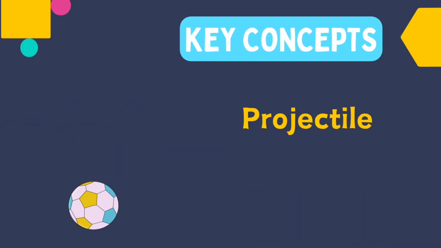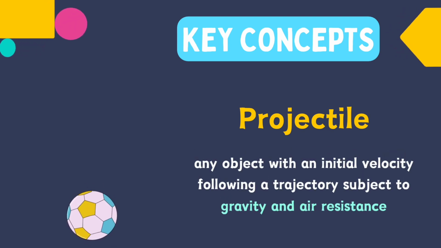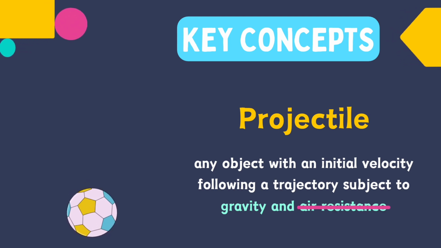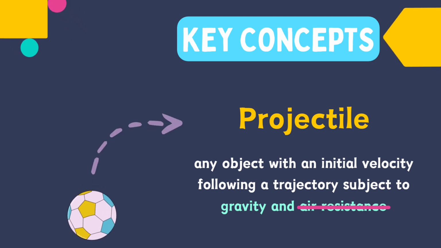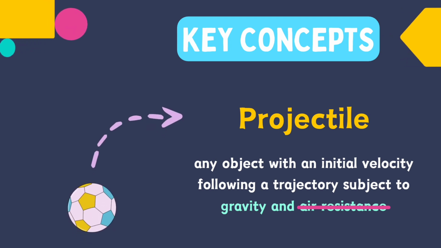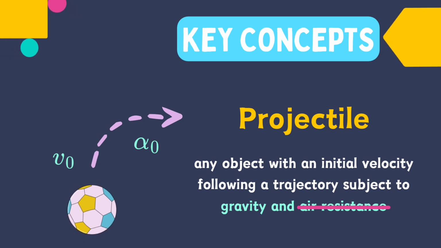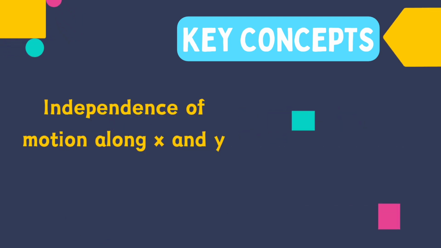So firstly, what even is a projectile? A projectile is any object with an initial velocity following a trajectory subject to gravity and air resistance. However, for our purposes, we will actually ignore air resistance since it can be quite complicated to model. In describing the initial velocity that will define the path taken, we need two parameters, v0, the launch speed, and α0, the launch angle.